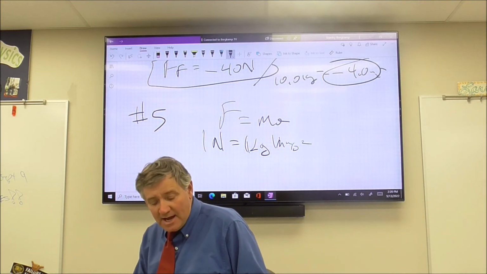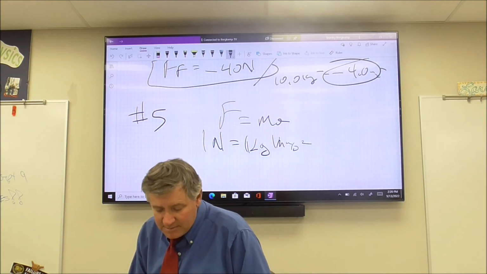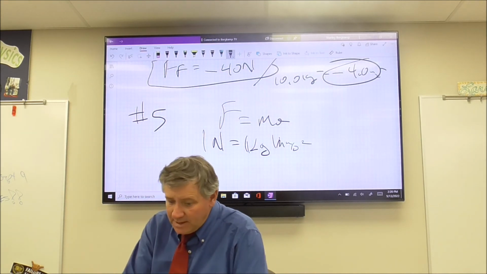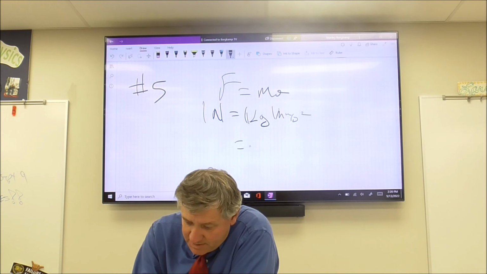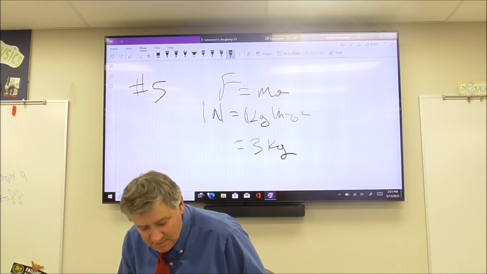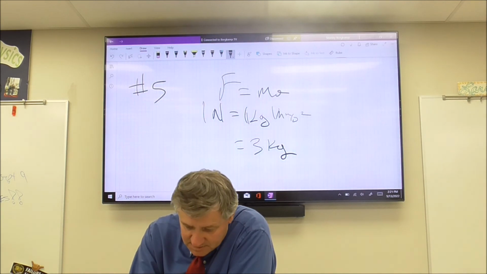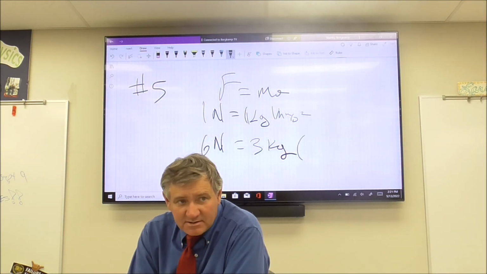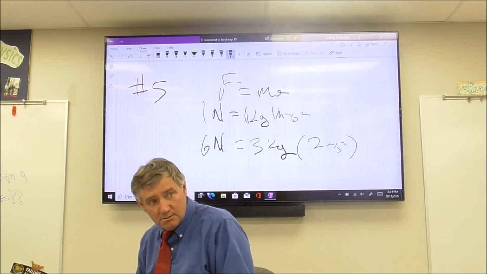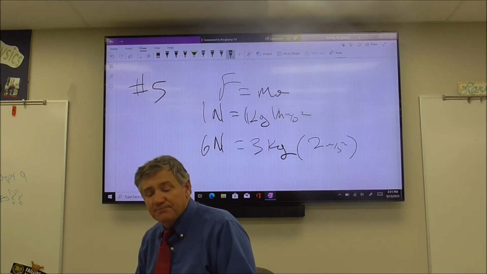Now, that's my initial set of conditions. Then we're going to change it. I'm going to triple the mass, so instead of 1 kilogram, I'm going to have 3 kilograms. I'm going to increase the force by 6-fold, so instead of 1 Newton, I'm going to have 6 Newtons. So what does my acceleration have to become? 2 meters per second squared. So my acceleration will double, going from 1 meter per second squared to 2.